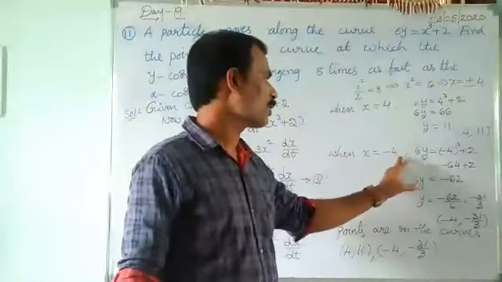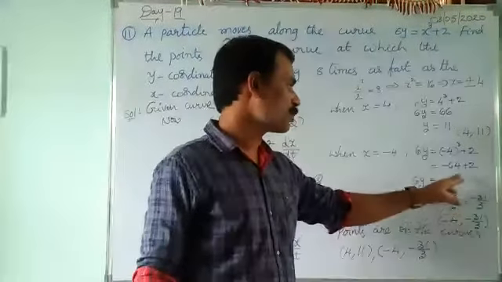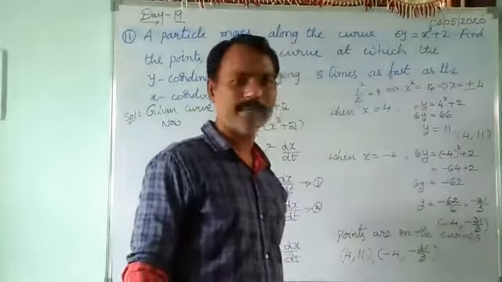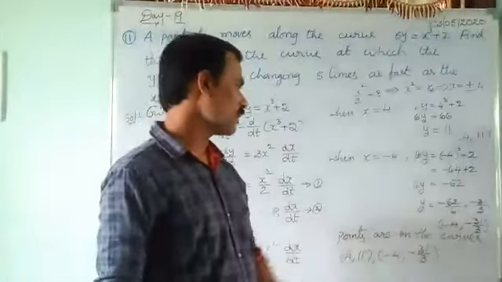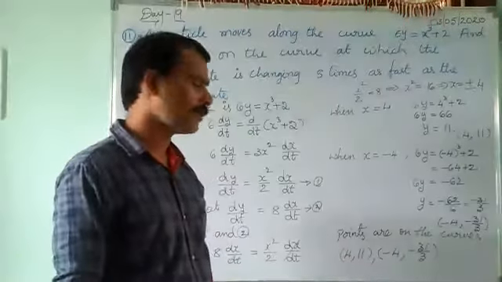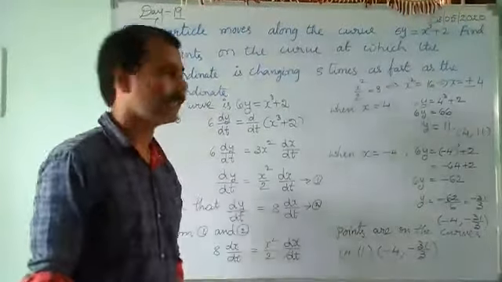When x equal to minus 4, 6y is equal to minus 4 cube plus 2, which means you will get y as minus 31 by 3. Points on the curve are 4, 11 and minus 4, minus 31 by 3.